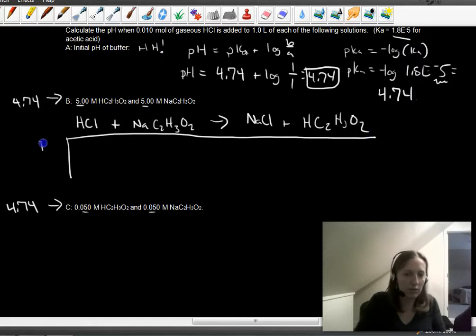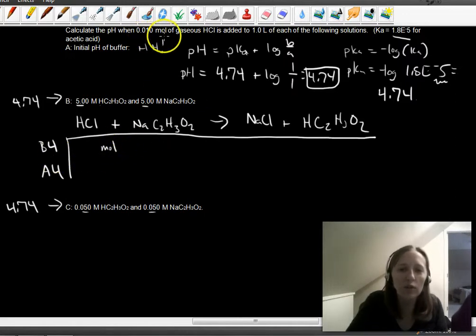And that's going to be before the reaction. Remember, this is a reaction, not an equilibrium. This is a reaction when you are adding acid to a buffer or base to a buffer, and so it's a before and after chart. And the things that go in before and after charts are moles. Not molarity, moles. And that's crucial.